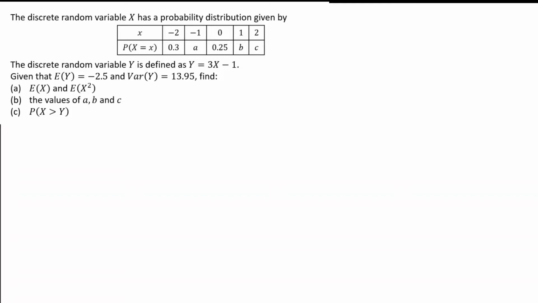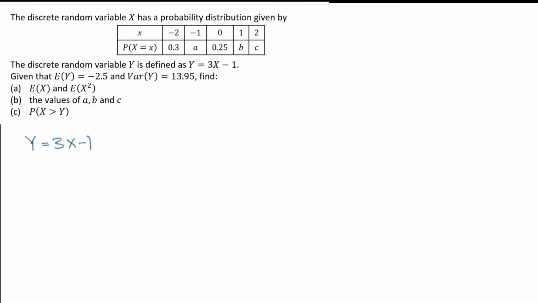The first thing we're asked to do is to find the expectation of x and the expectation of x squared. Well, since I know the expectation of y and I know the linear function, I should be able to do some rearranging to make expectation of x the subject and solve. So let's just start with that written down.